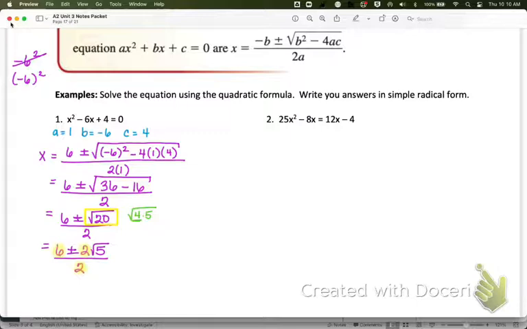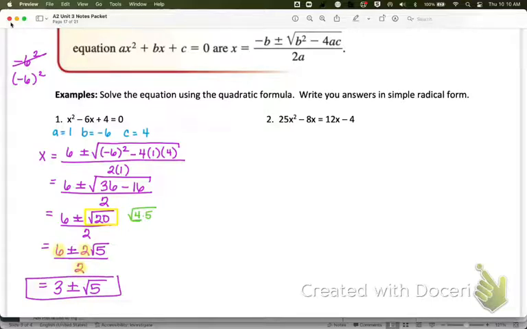But I can divide all 3 of those numbers by 2. So this becomes 3 plus or minus 1 root 5 all over 1, and I don't need to write the over 1. So this would be our final answer.